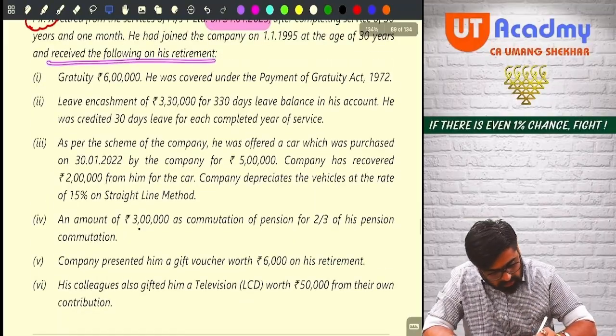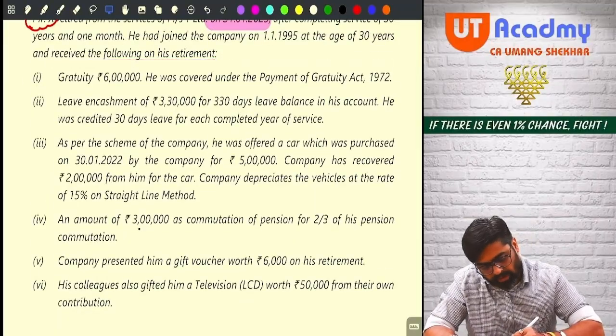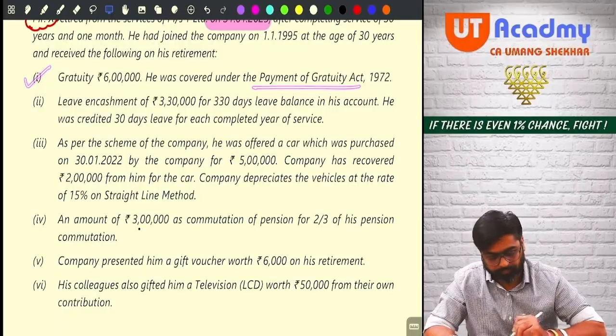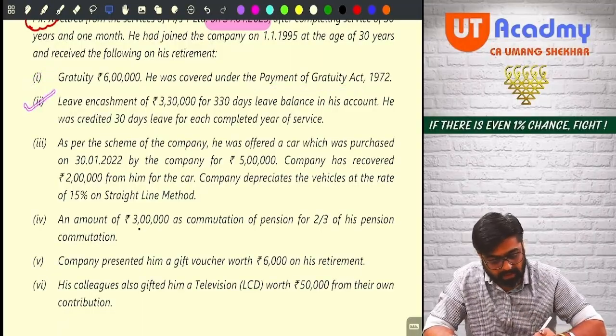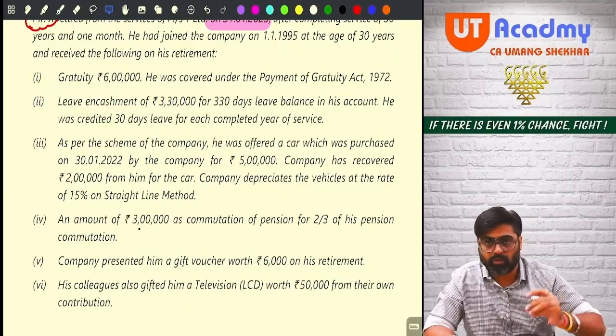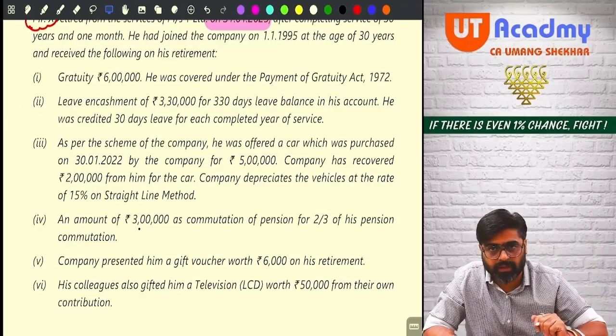Next one, he received the following on his retirement. Gratuity he is receiving, and it is covered by the POGA also. He is receiving leave encashment of 3,30,000. Okay. So this leave encashment is also received on his retirement.